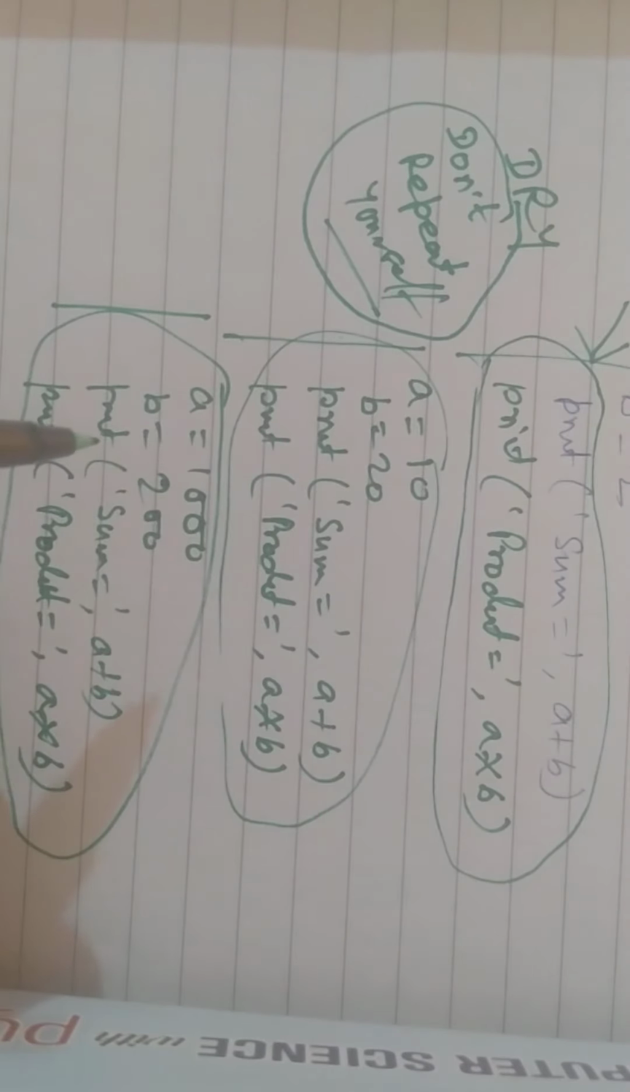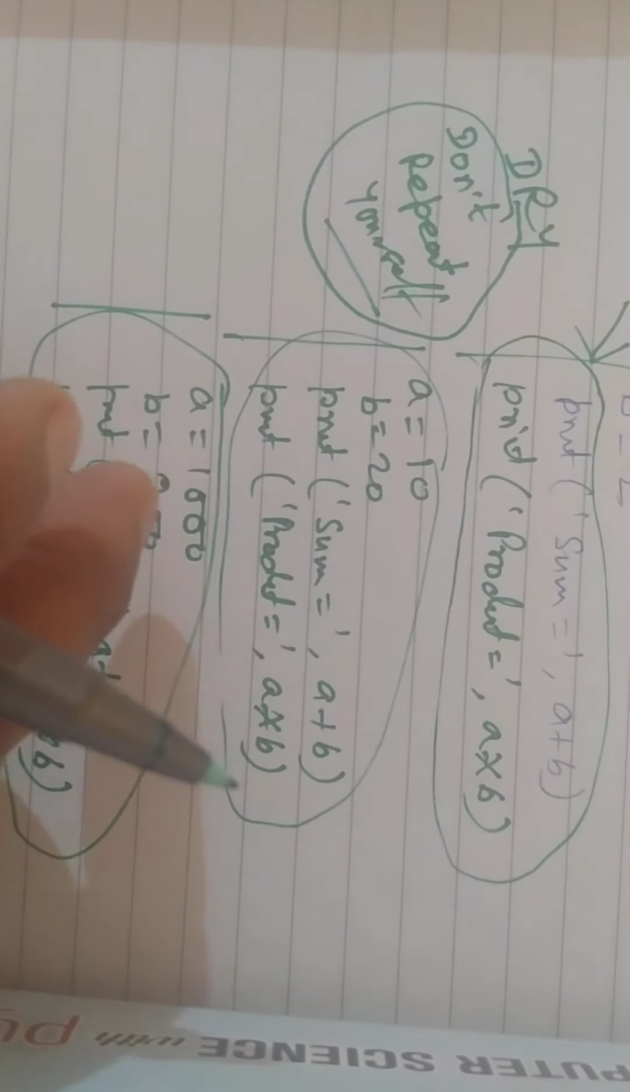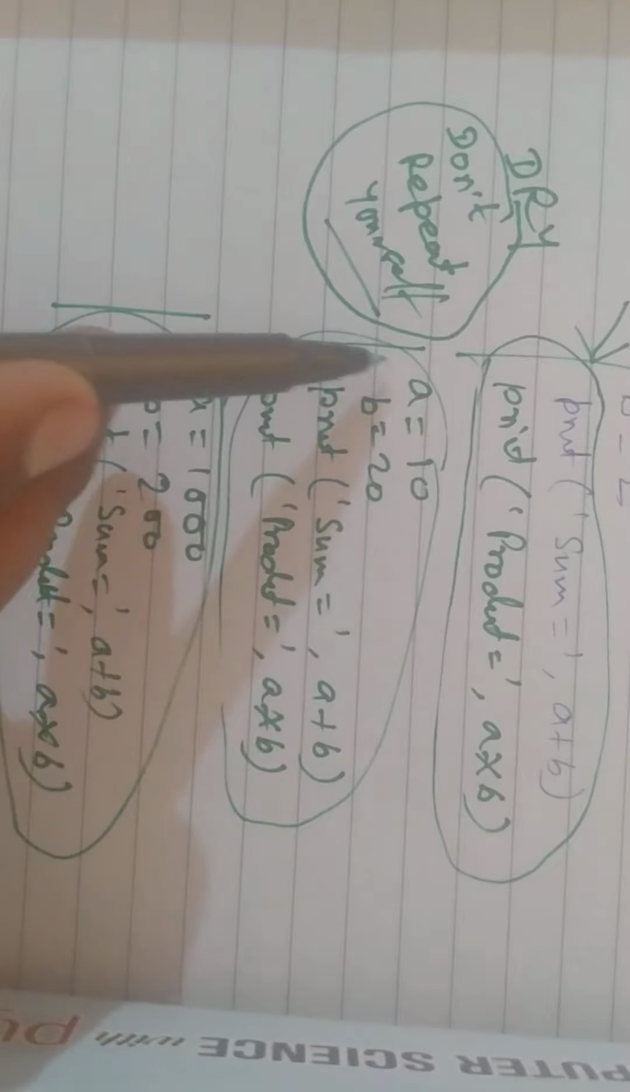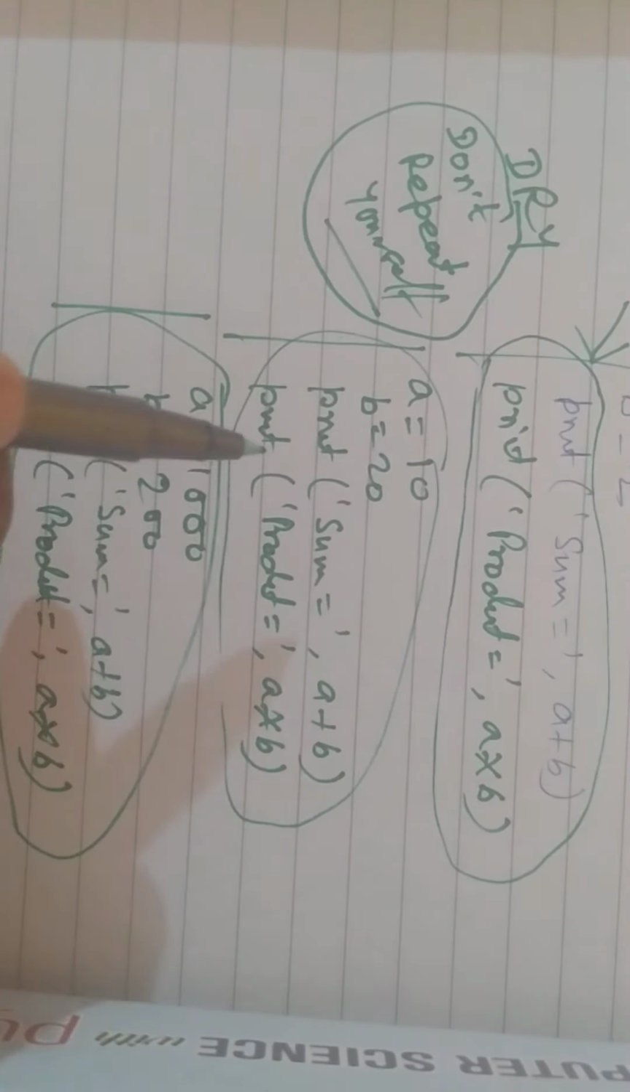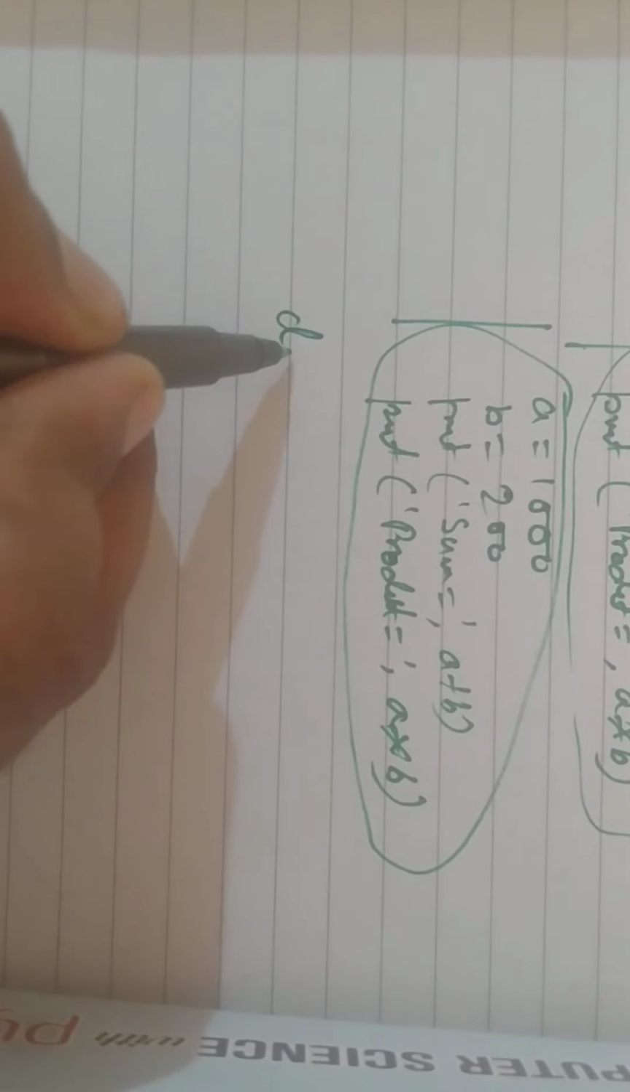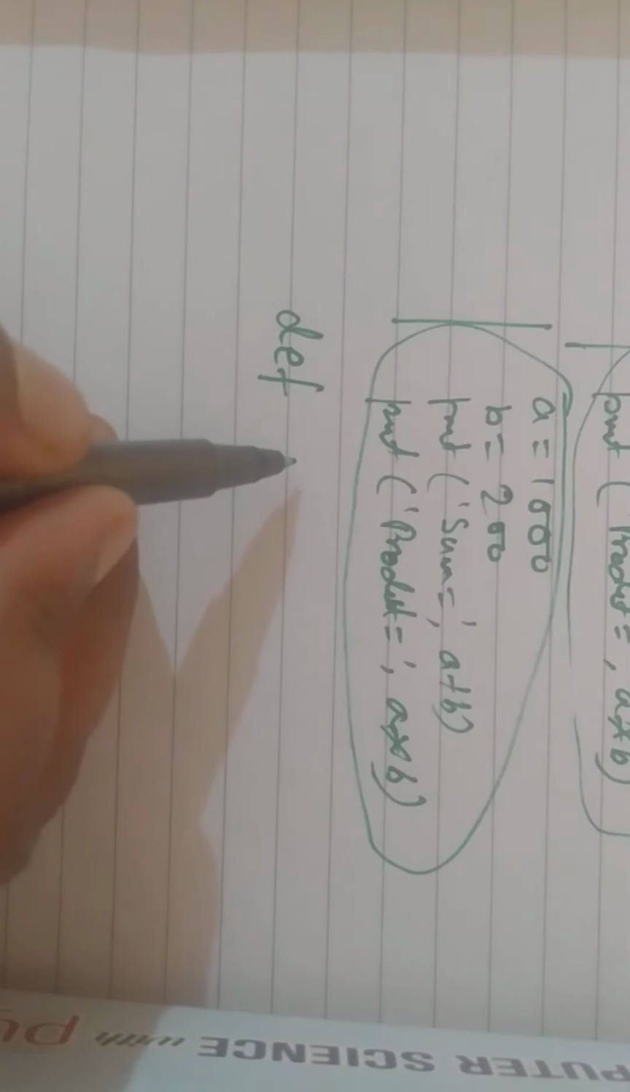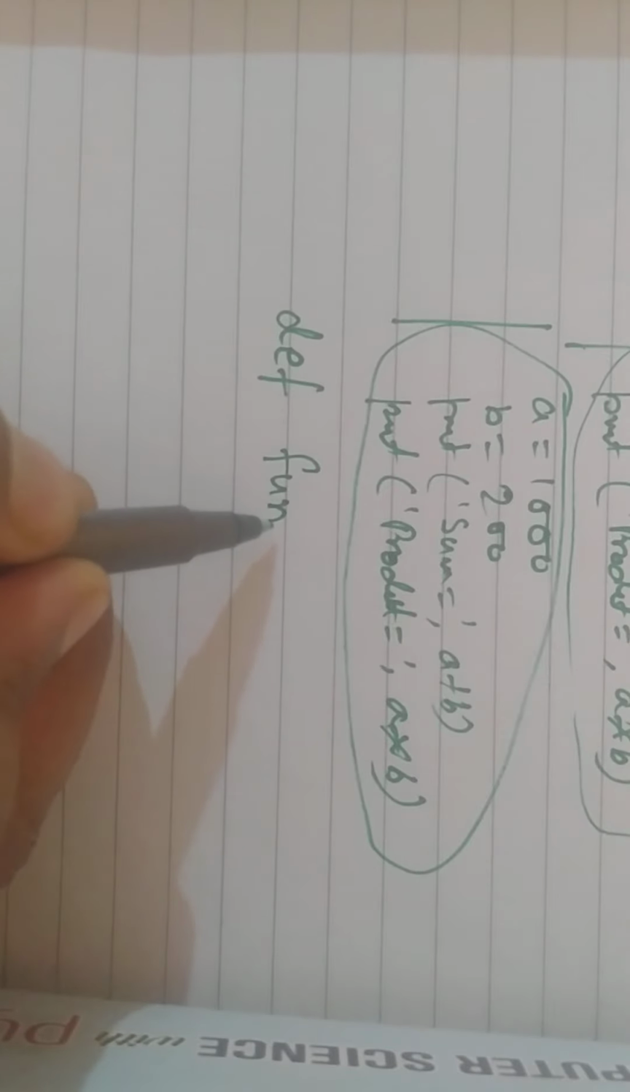Here comes the role of the function. When we have to use the same chunk of codes repeatedly, we can move to functions. How can we define a function? To define a function, we need a special keyword def, and then the name of the function. Suppose we want to give the name func, and then the block of the function.